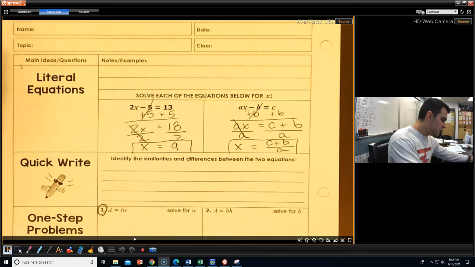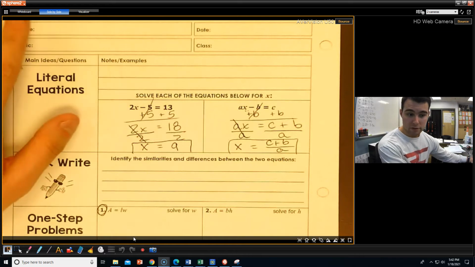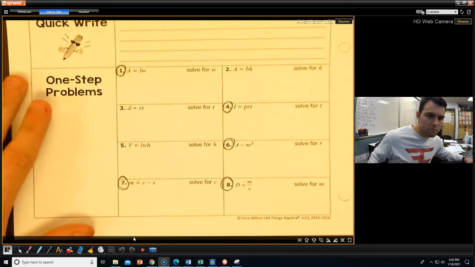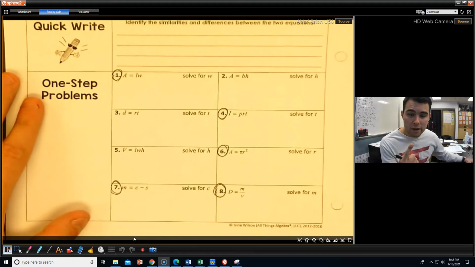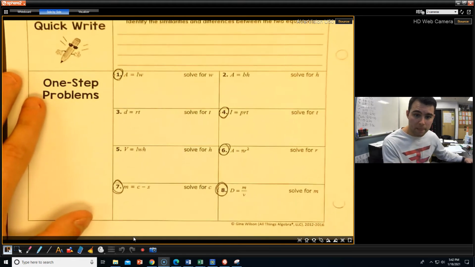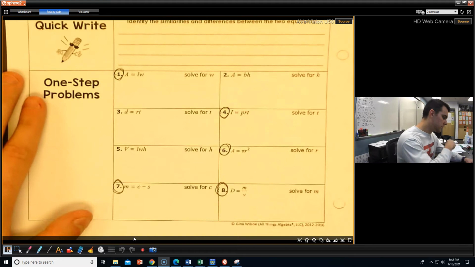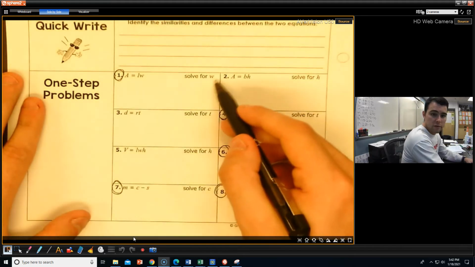Okay. Let's look at some actual problems now. Let's look at some one-step problems and practice using SADMEP. Now, one-step problems, as the name implies, have one step to solving them, and you will get them all. Let's do the ones that are circled. So I'm solving for w right here.